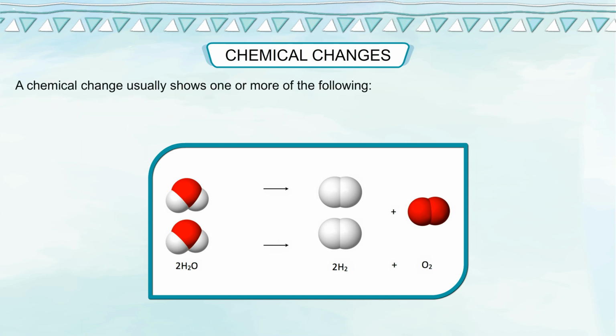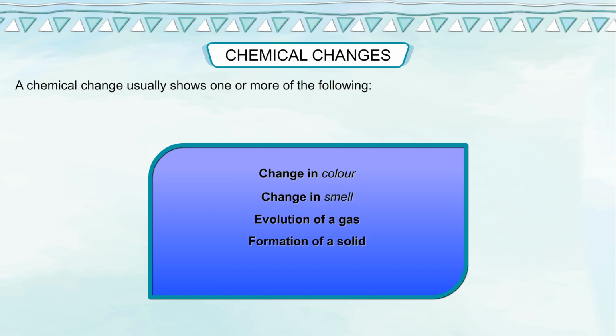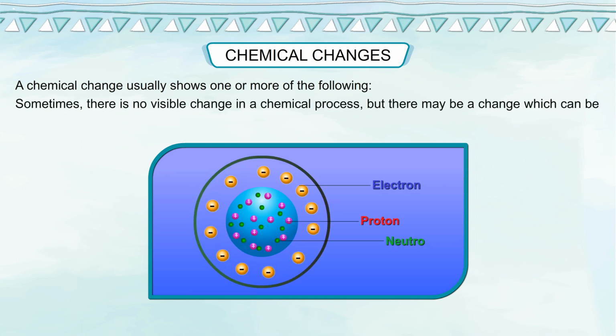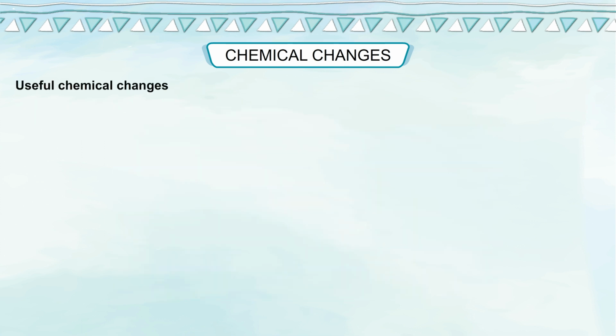A chemical change usually shows one or more of the following: change in color, change in smell, evolution of a gas, formation of a solid, release of heat or light. Sometimes there is no visible change in a chemical process, but there may be a change which can be detected by complex methods. Let us study few chemical changes.